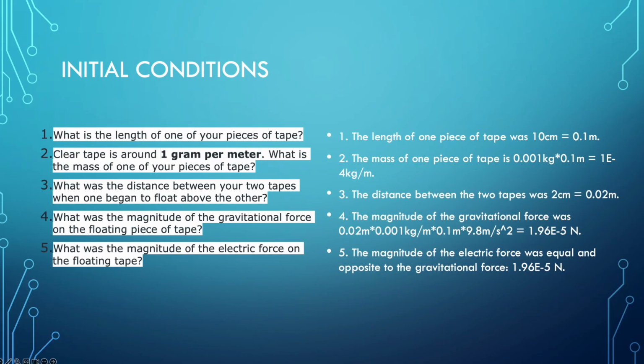So here are our initial conditions. We have our 0.1 meter long piece of tape. We have our 1 times 10 to the negative 4 kilograms per meter mass. We have our 0.02 meter distance between the two tapes. And then we have our magnitude of the gravitational force and magnitude of the electrical force as shown here on the right.